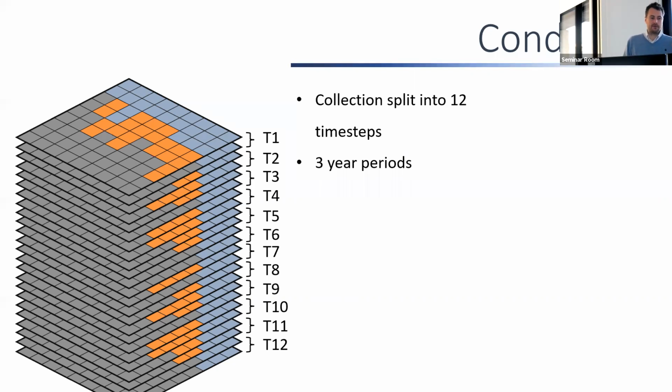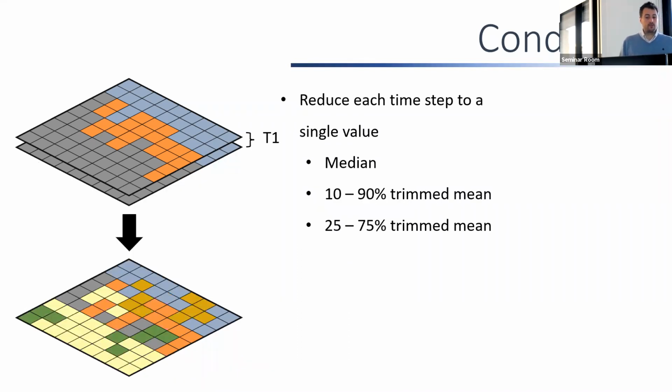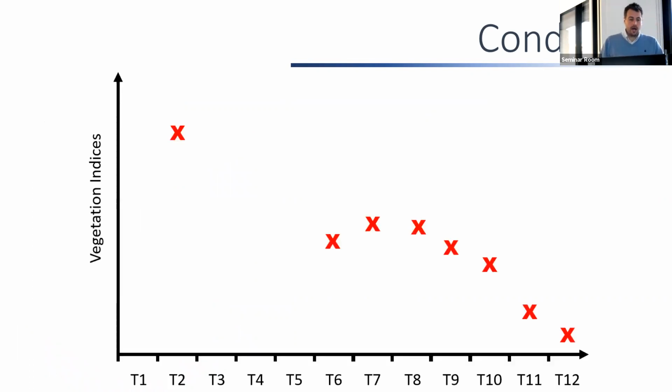So every 3 years, we take all the images available. And then for each time period, we just reduce that to a single value, either a median or a trimmed mean. And what you can do is very simply just plot those vegetation medians over time. And this is just a made-up example. But for example, for this pixel in space, you can see that there's been a change in the vegetation indices over time, which suggests there's been some decline in mangrove condition.